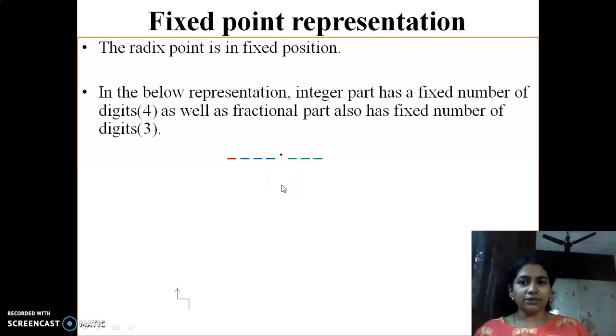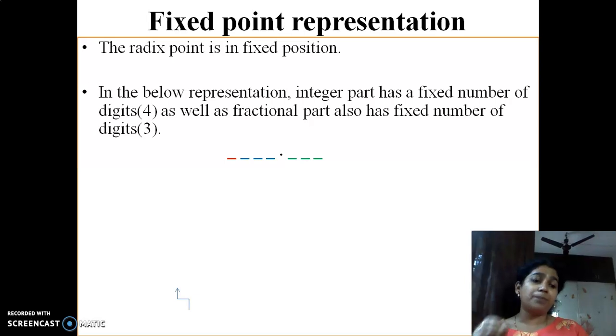Now here in this fixed point representation, the number of digits for the fractional part and the number of digits for the integer part are pre-decided, fixed earlier. So let us assume that the computer has fixed that for the integer part there would be 4 bits and for the fractional part there would be 3 bits.